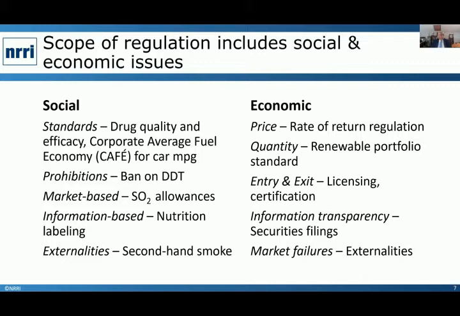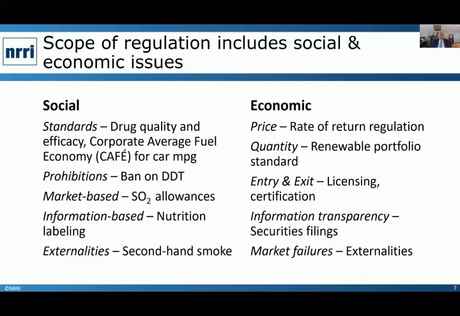There are market-based solutions to social issues or environmental issues. For example, permit trading programs for sulfur to mitigate the effects of acid rain. And by the way, some of these social issues and economic issues kind of merge a bit, so you'll see that there's some redundancy. There's information-based regulation, for example, nutrition labeling, providing information to the population about what's in food helps them make better nutritional decisions.